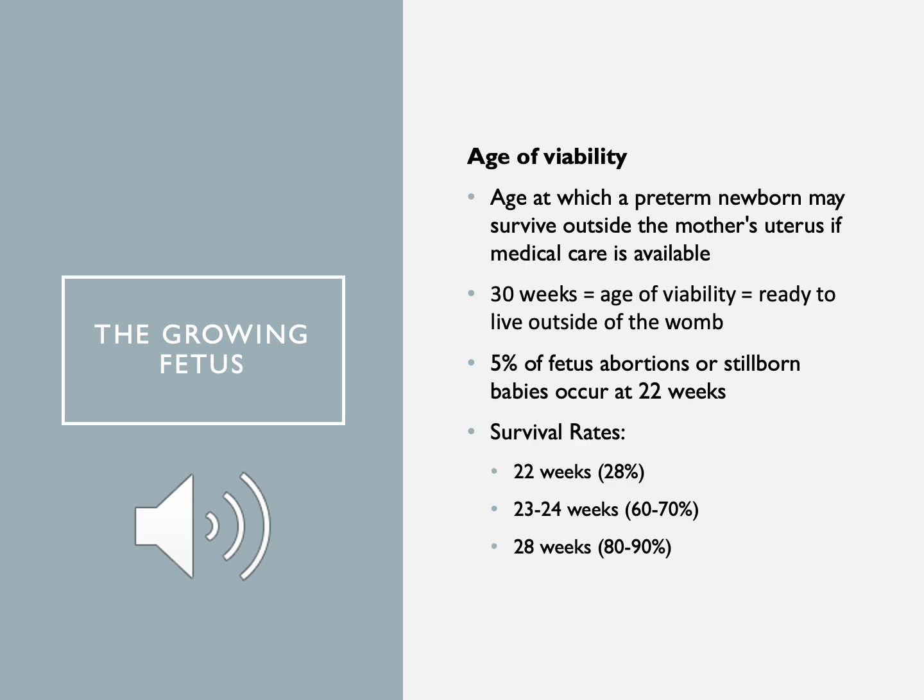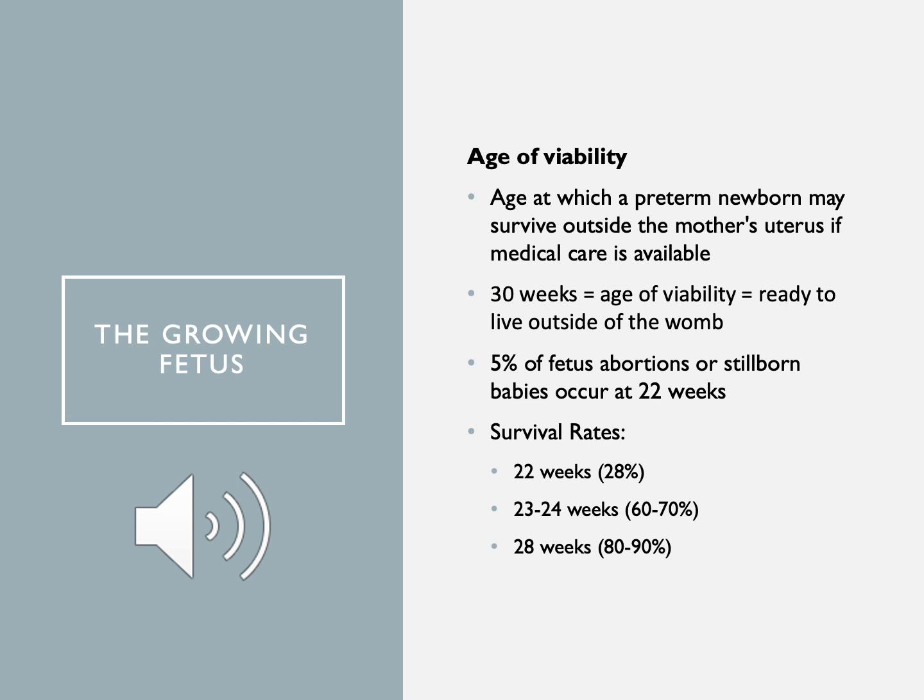So age of viability, this is around 30 weeks, and this means that the fetus is ready to live outside of the womb because they have had all of those important growing organs ready to go during the time when they were inside of the womb. Unfortunately, we do still see that there is a 5% rate of abortions or stillborn babies. That is when there is a baby that is born dead after 22 weeks, and these are just some survival rates that you may see.